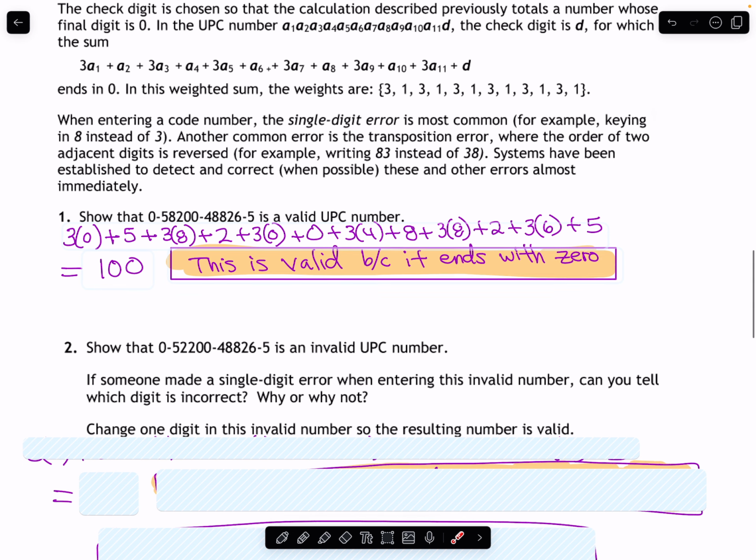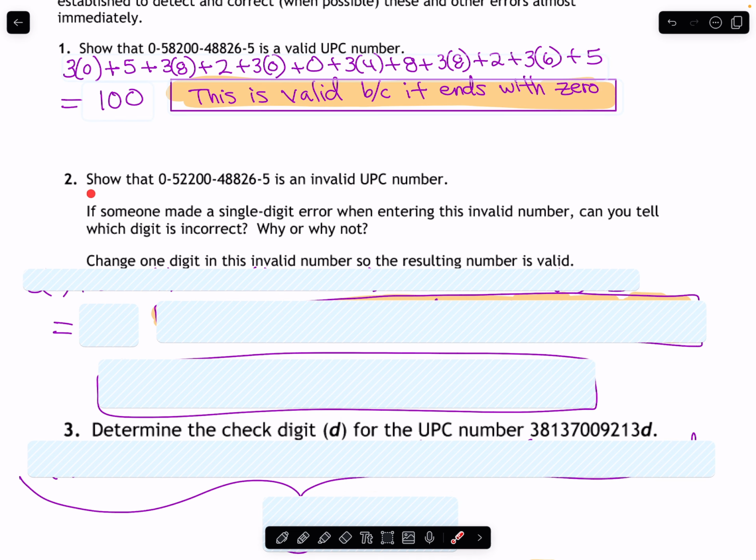All right, number 2 says show that this number is invalid, okay? So how do we show that it's invalid? Well, we would repeat the same process that we did up here. Multiplying the first digit by 3, then adding the next one, and so on. And if the result, when you add everything up, does not end in a 0, then that means it is invalid.